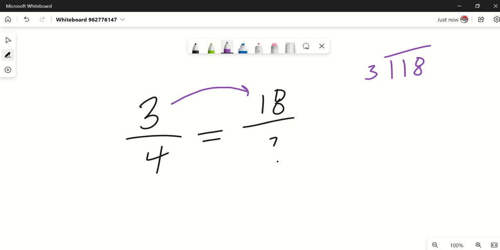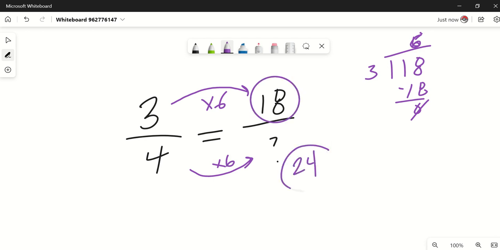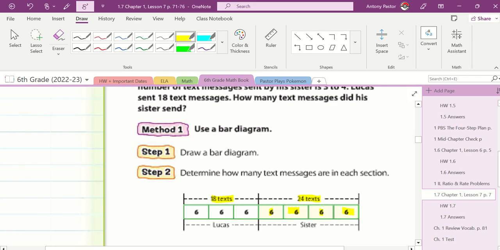Because you need to know what to multiply 3 by. If you know your 3's, then cool. If you know what 3 times blank equals 18, awesome. If you don't, you got to go this route. And technically, you should know. So 3 does not go into 1, but 3 will go into 18 6 times, because 3 times 5 is 15 plus another 3 is 18. So I'm going to be multiplying this by 6. The same thing has to happen here. When I multiply 4 times 6, I'm going to get 24. So if Lucas sent 18 text messages, that means his sister had to have sent 24 text messages for this ratio to be true. And here, we had 4 times 6.